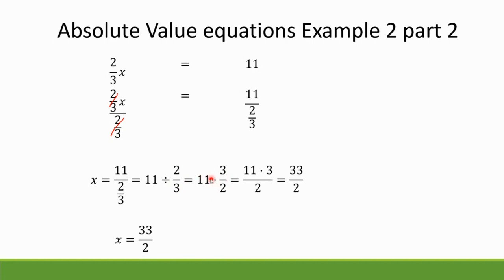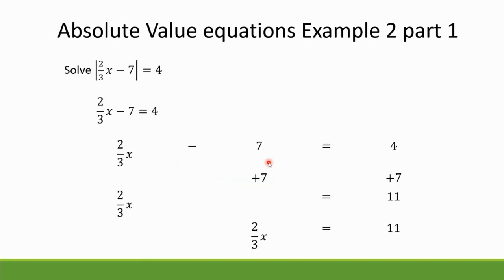And now what is this equal to? Well, 11 is an integer. You just multiply that by the numerator. So we get 11 times 3 over 2, which is 33 over 2. So that's one answer.